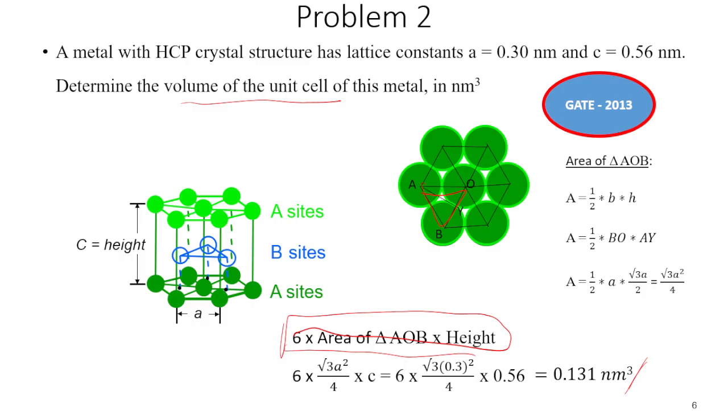So actually, that is also a GATE question. Like, what will be the C by A ratio? So okay, this problem is okay, right, for all? Okay. Now let's move to the next one.